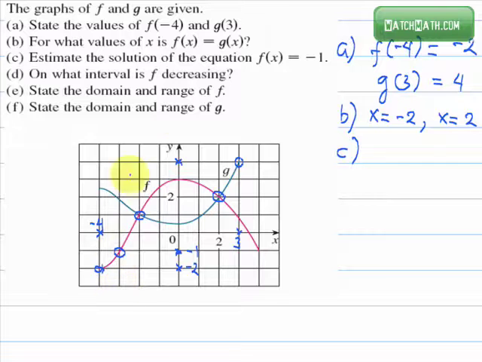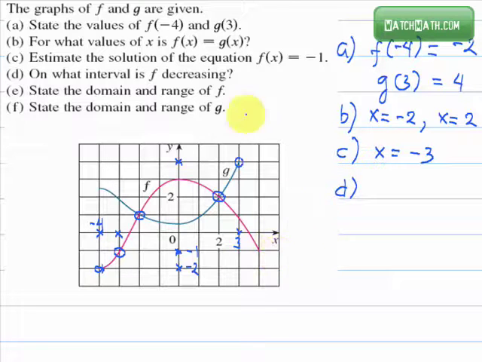Okay, so to find the value of x so that f of x equals -1 is the same thing as to find the x coordinate of this point, and the x coordinate of that point is -1, -2, -3. So the answer for part C is x equals -3.